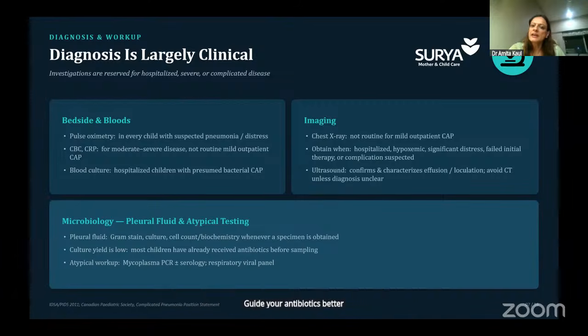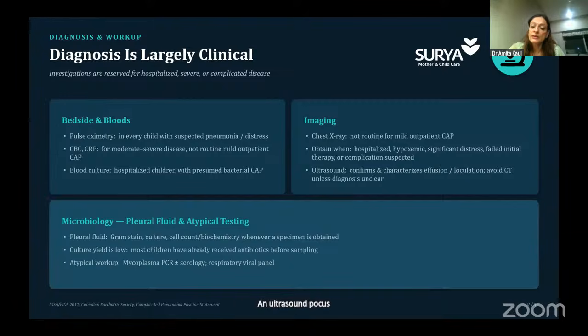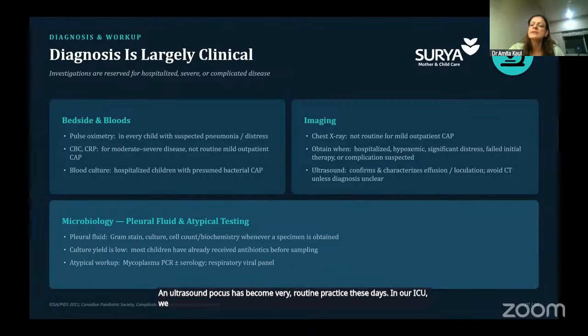Then imaging, again on an OPD basis on a mild pneumonia, you need not do X-rays. But X-rays should be done in a child who is hospitalized, is hypoxemic, or has more distress, towards severe pneumonias. And ultrasound focus has become very routine practice these days. In our ICU, if the child is admitted with pneumonia, we routinely do ultrasounds, because effusions come earlier in ultrasound rather than X-ray.